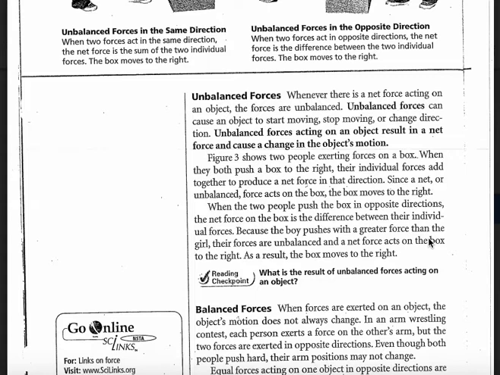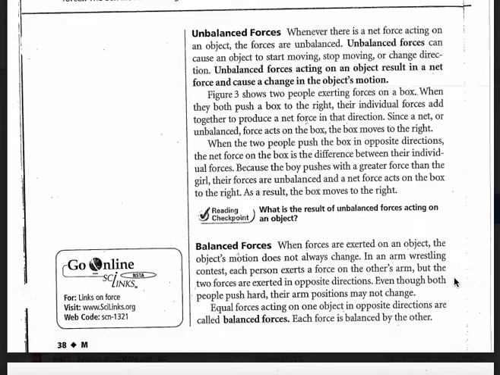Figure 3 shows two people exerting forces on a box. When they both push a box to the right, their individual forces add together to produce a net force in that direction. Since a net, or unbalanced, force acts on it, the box moves to the right. When the two people push the box in opposite directions, the net force on the box is the difference between their individual forces. Because the boy pushes with a greater force than the girl, their forces are unbalanced and a net force acts on the box to the right. As a result, the box moves to the right.